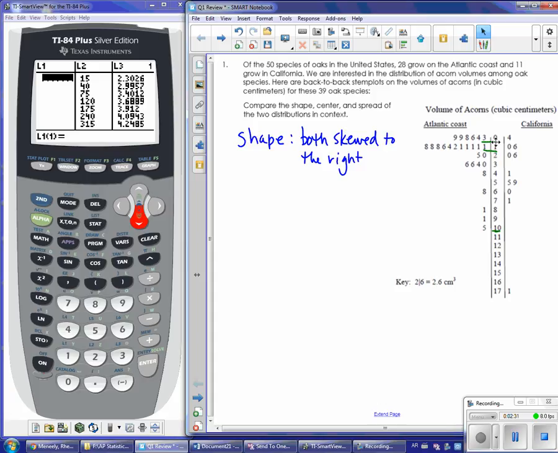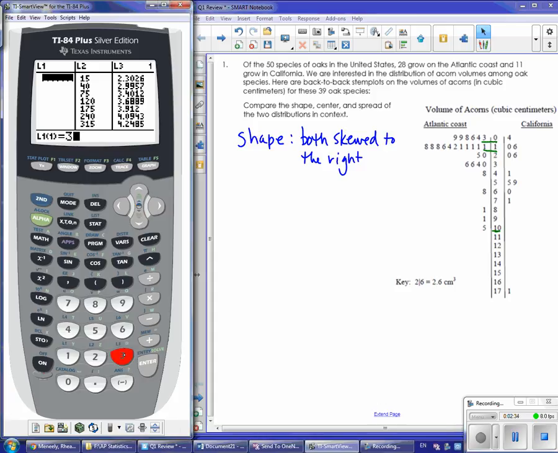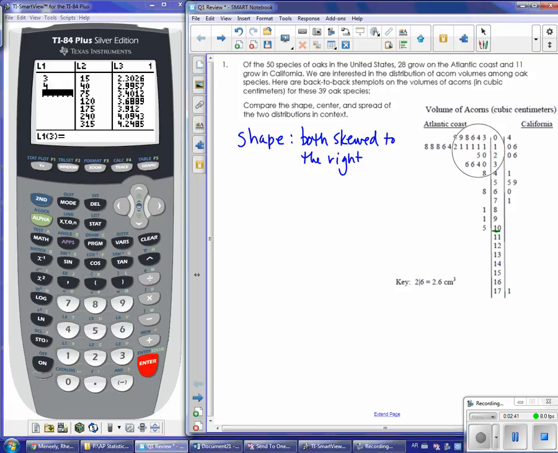So you can certainly enter in all of the values in a list if you want, and then just list them all. Or, since I already know that 28 of the species are on the Atlantic coast, that tells me that the acorn that is between 14 and 15 would be the median. So if I simply count, and I start at my leaf when I count, so that would be 1, 2, 3, 4, 5, 6, 7, 8, 9, 10, 11, 12, 13, 14. So this position right here is going to correspond to the median of my distribution.